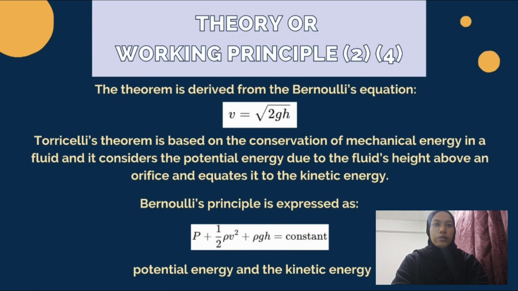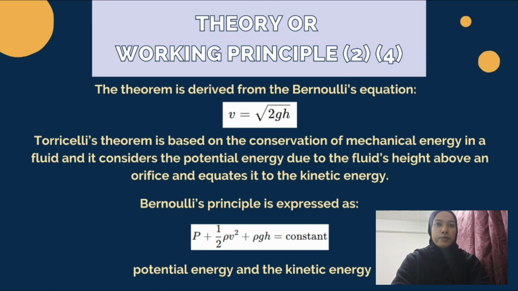Next is the theory or working principle of Torricelli's law. The theorem is derived from the Bernoulli equation and can be stated as V is equal to the square root of 2gh, where V is the speed of the fluid exiting the orifice, g is the gravity acceleration, and h is the height of the fluid above the orifice.